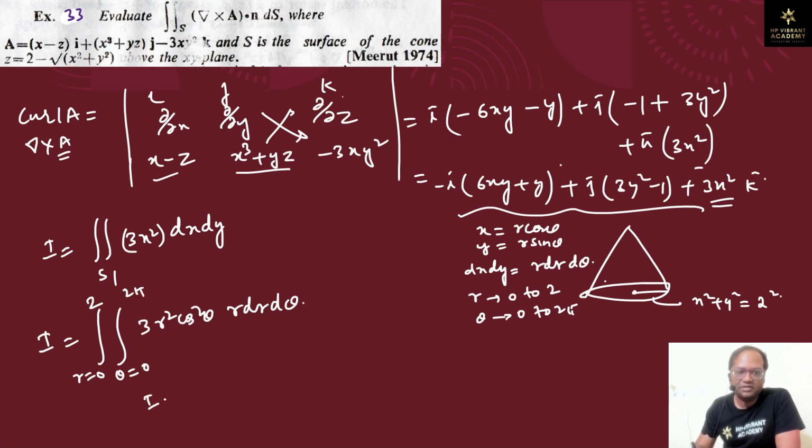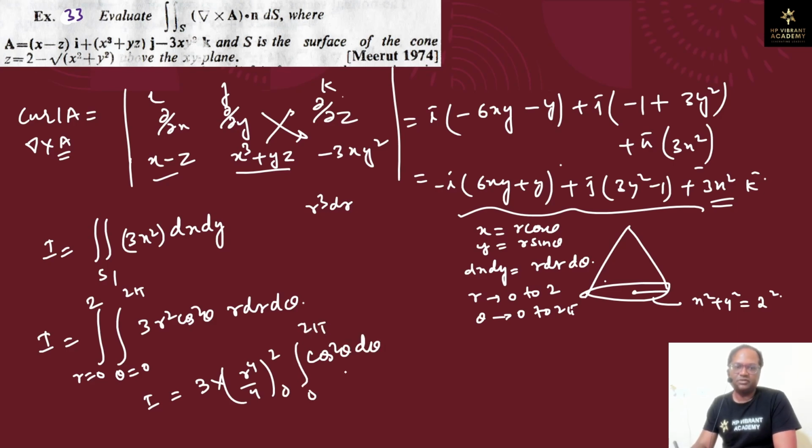So the value of I is equal to 3 times the integral of r square times r, which is r cube dr, giving r to the fourth upon 4, with limits 0 to 2, and the integral of cos square theta d theta, with limits 0 to 2 pi. Okay, so let us further simplify this.